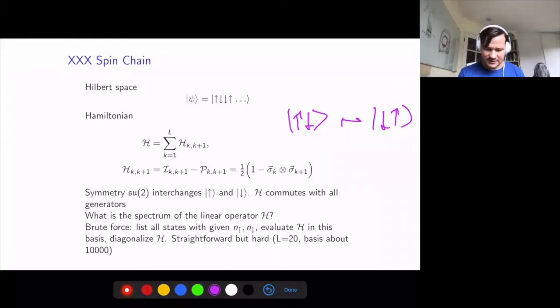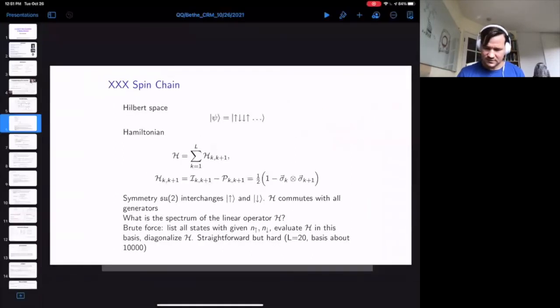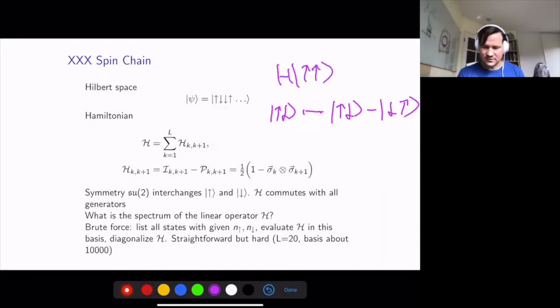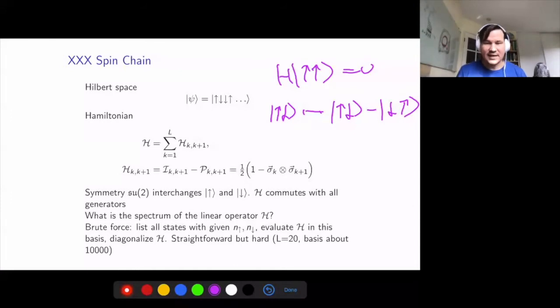Let me start over. If you take spin up, spin down, it will map it to spin up, spin down, minus spin down, spin up. And if we have, for example, up, up, then it's 0. So the natural question is to diagonalize this Hamiltonian. Say you have some number of spins. Find the set of eigenvalues and eigenvectors.